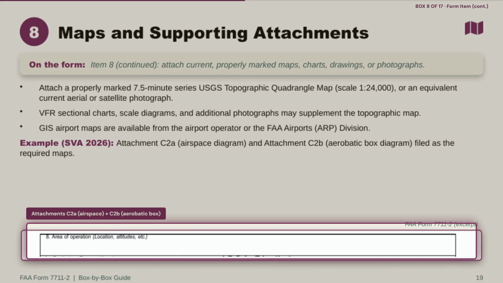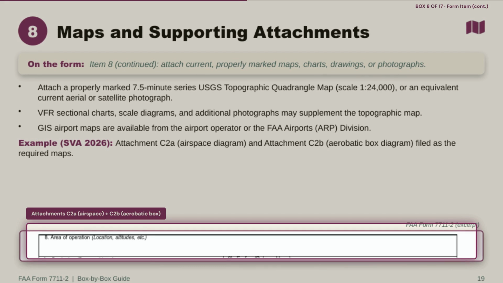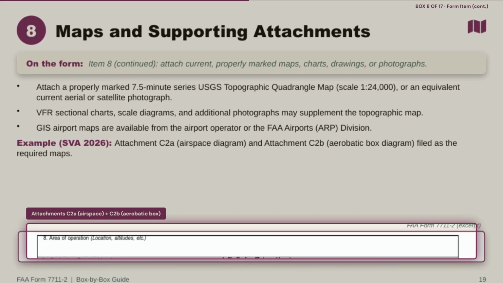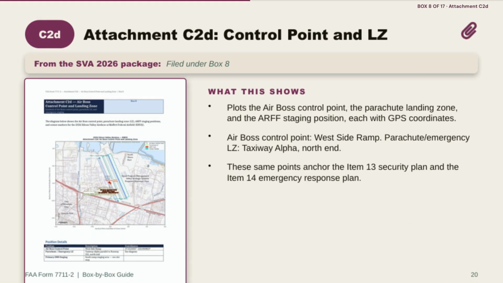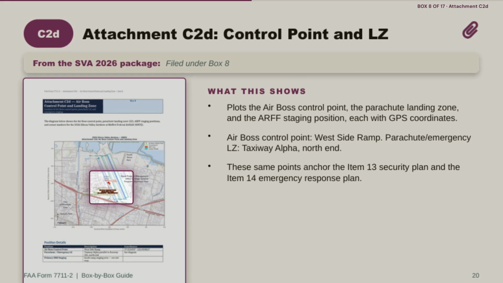In the SVA 2026 package, this requirement is satisfied by combining attachment C2A, the airspace diagram we already covered, with attachment C2B, the aerobatic box diagram. Together, those two documents provide the mapping coverage the FSDO needs to verify the box against real terrain and airspace, without needing a separate quadrangle map filed on top of them in this case. Attachment C2D plots the Airboss control point, the parachute landing zone, and the ARF staging position, each tagged with its own GPS coordinates, filed under Box 8.